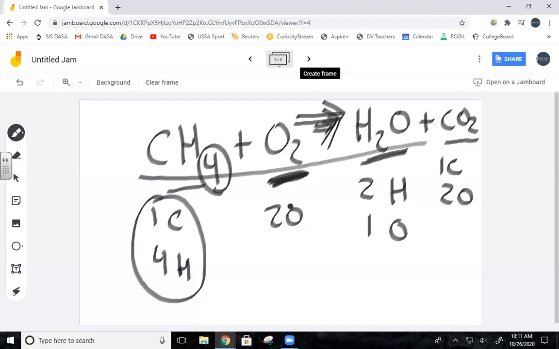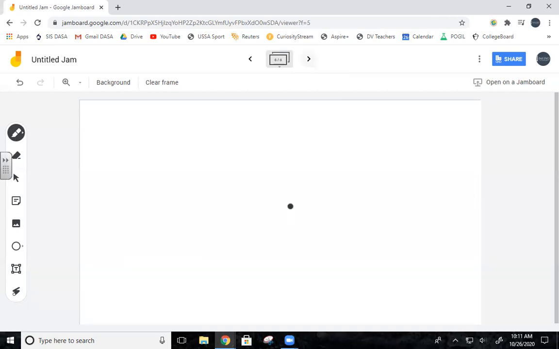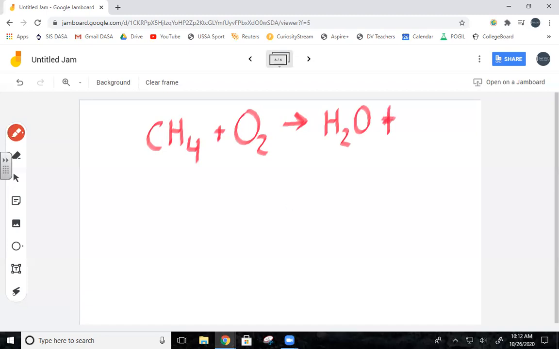Okay, so we have this equation. When we talk about this, let's look at the same equation, and just for funsies, we're going to change the color. CH4 plus O. Oh shoot, that's not an O, that's a 2. CH4, plus O2, and H2O, plus CO2. My arrow is almost up to it. I have not calibrated this board.